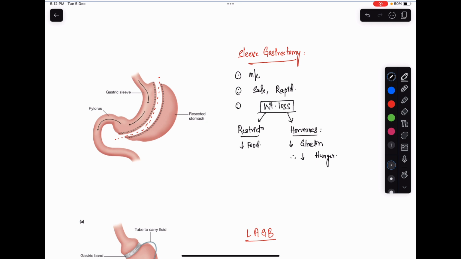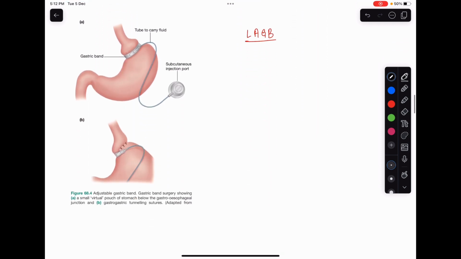Now let's know about LAGB, that is laparoscopic adjustable gastric banding. In LAGB, we use the pars flaccida technique. That is, we approach stomach through lesser omentum. In this image, on the lesser curvature of stomach, we will have lesser omentum. We will select an avascular plane and we will enter via that plane. This is called pars flaccida technique.